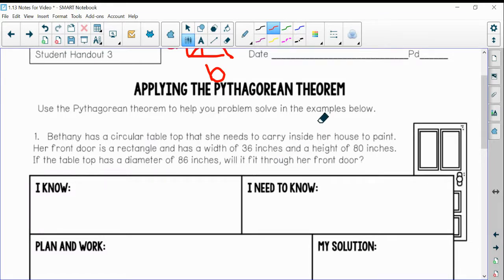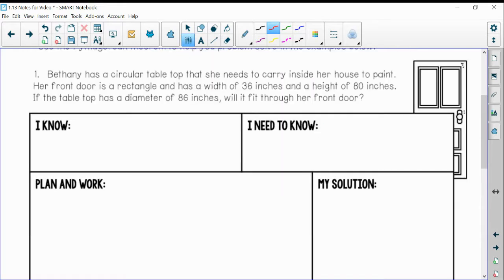the third side, the hypotenuse, the longest side squared. All right, so I'm going to go ahead and read through this. I'm going to explain my thinking as I go, what I know. I'm going to plan and work it. I'm going to figure out what I need to know. And then I'm going to have you set up your next one and then solve it.